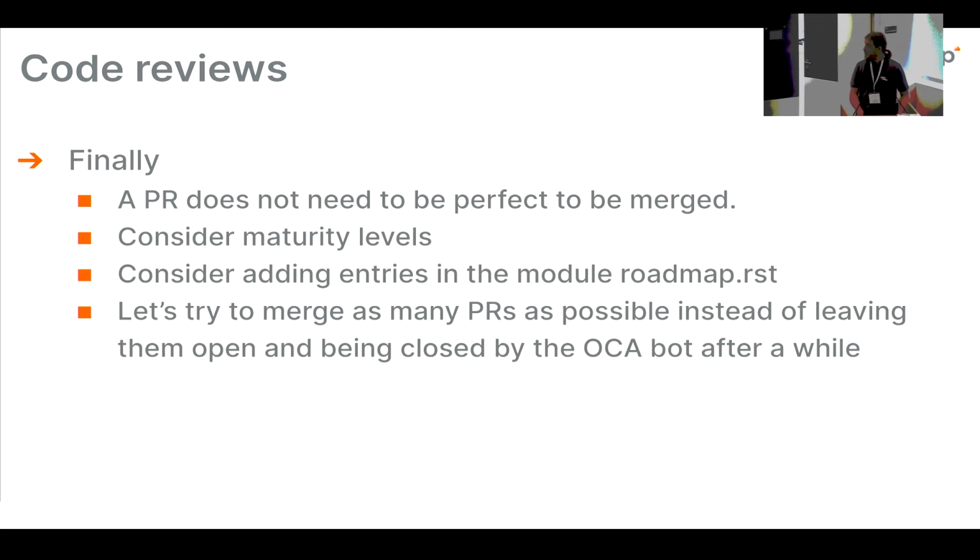Also consider adding entries in the module's roadmap.rst, which is a small fragment that is used to build the README automatically by the bot. Well, it's better to fix, but sometimes you don't have the time to rework everything you did. So adding an entry there could be enough to have the PR merged. As I said before, we don't need to improve everything at once. The goal with this is that we should try to merge as many PRs as possible instead of leaving them open and having them closed by the OCA bot after a while.